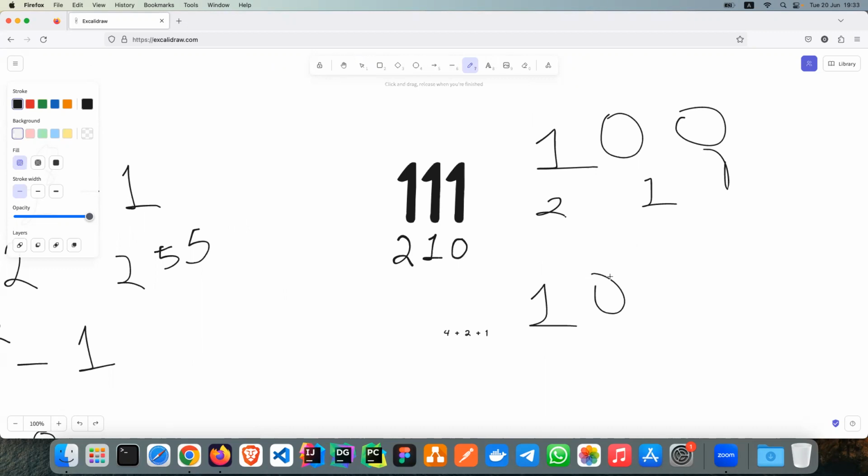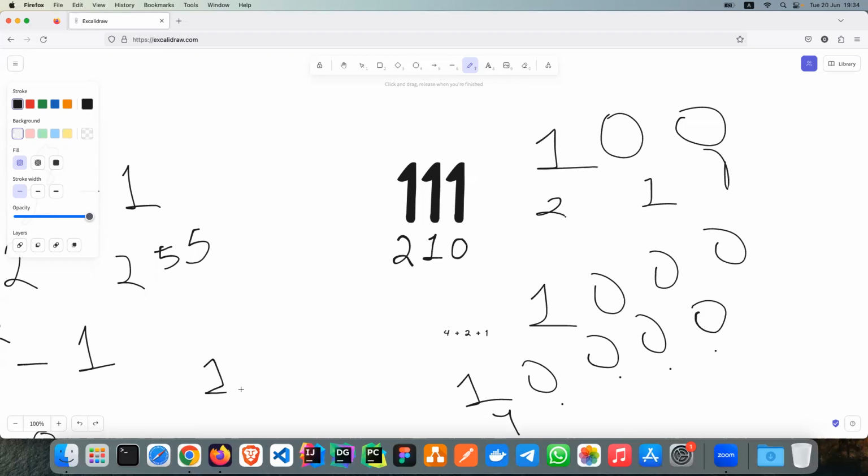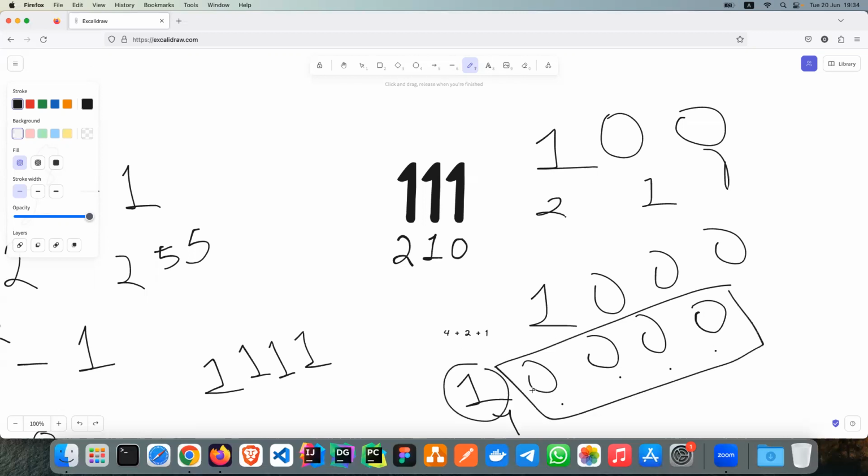If I have this, it is 8. If I have this, it is 16, right? 0, 1, 2, 3, 4. Like 2 to the power of 4 is 16. If I subtract 1 from it, I will only have all ones, 4 ones actually. If I have 5 zeros and a 1, and I subtract 1 from it, I get all ones.